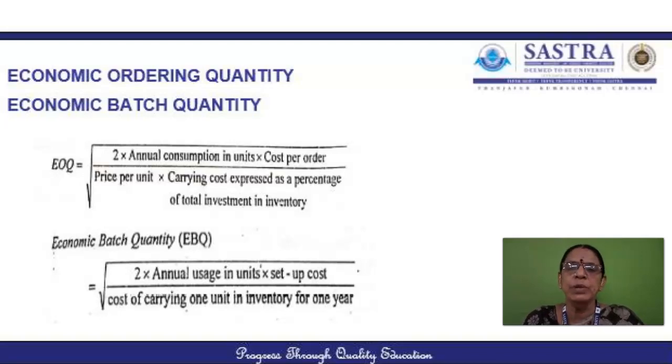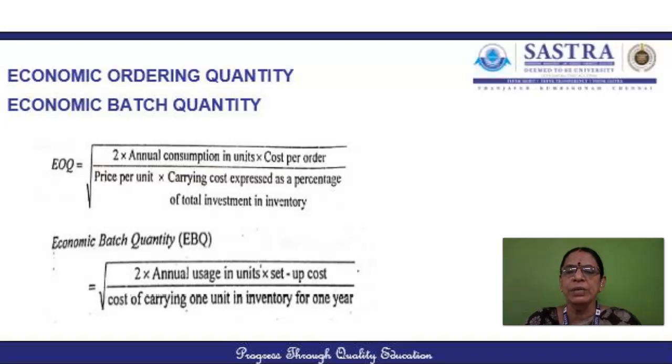The EOQ formula may also be modified to account for the fact that only a portion of the production goes into the inventory and the other portion is sold. The production rate P is of course not instantaneous and must be greater than or equal to the rate D, namely the demand. The ratio D by P, that is the demand divided by the production rate, represents the proportion of the production run that goes into the inventory.